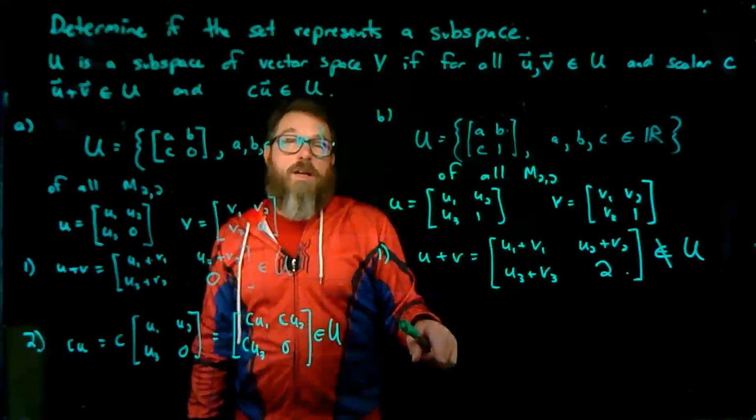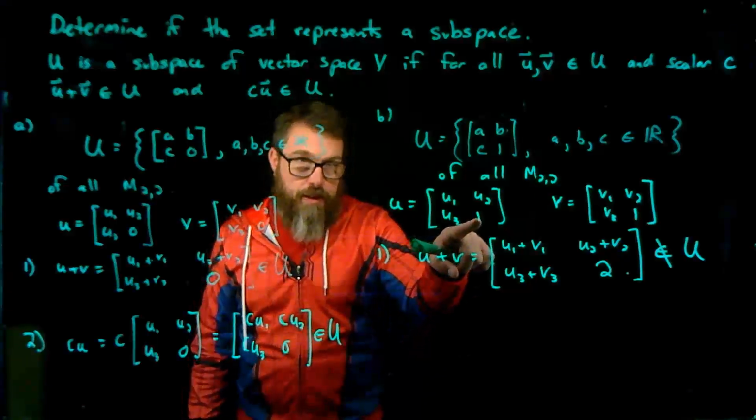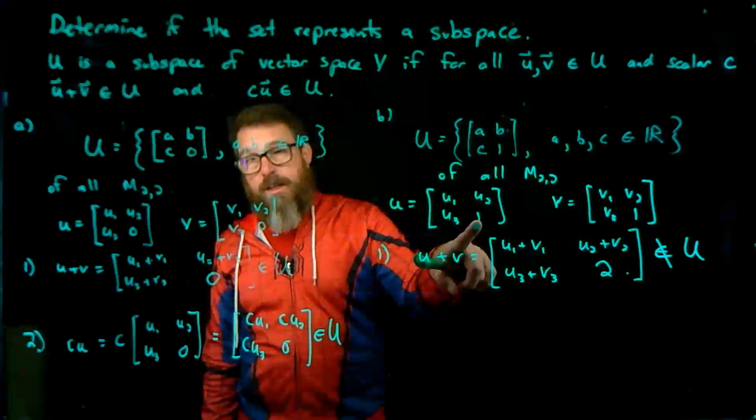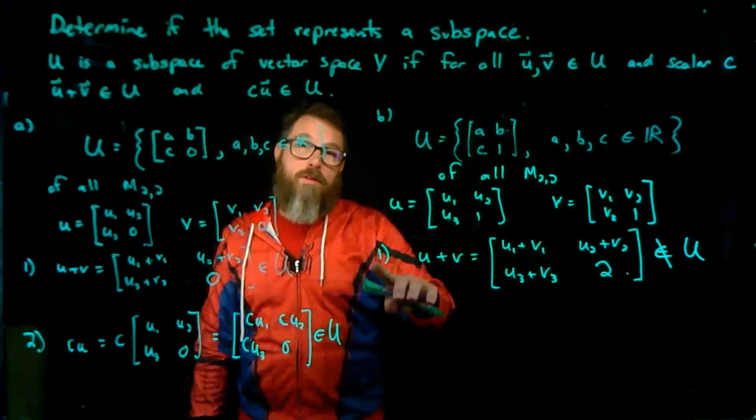You could also prove it's not closed under scalar multiplication, because if I multiply this thing by c, this would be equal to c and not equal to 1. So it'll fail number 2 as well. But to fail 1 is enough.